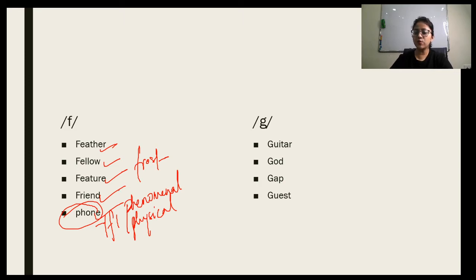Fine. Then let's move on to the other one. G. G. You can see the origination of G is from here. Very good, Ramandeep. Phenyl. Excellent. Now, the G sound is very interesting. Guitar, God, gap, guest. So you've got the G sound just like the B sound is very easy. Goat, yes. Can you give me more difficult words, both of you?